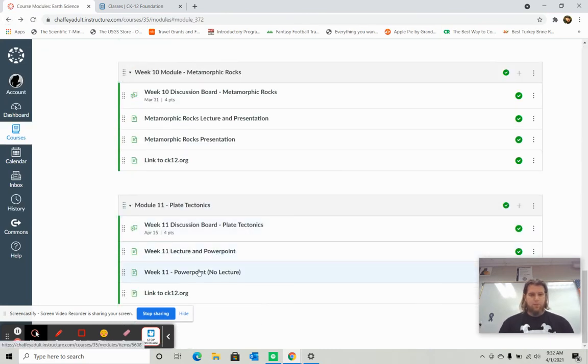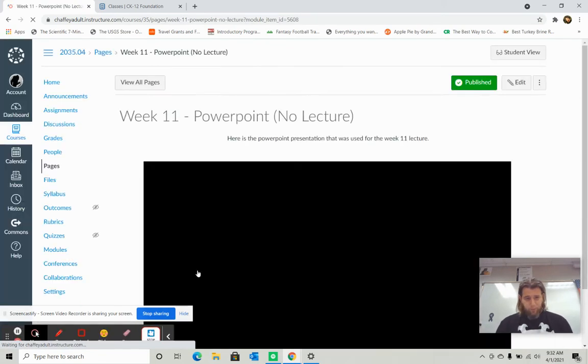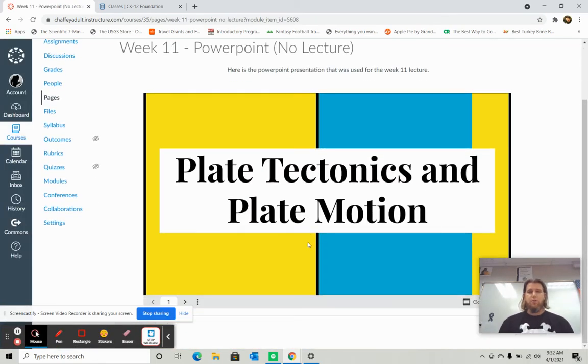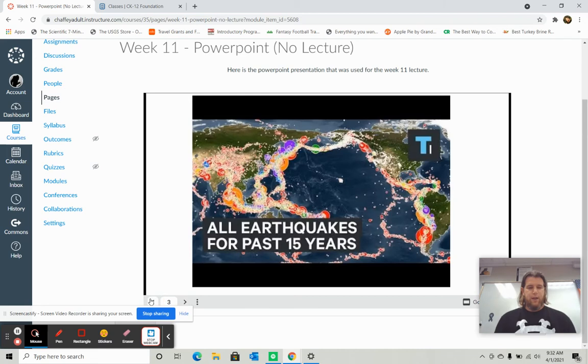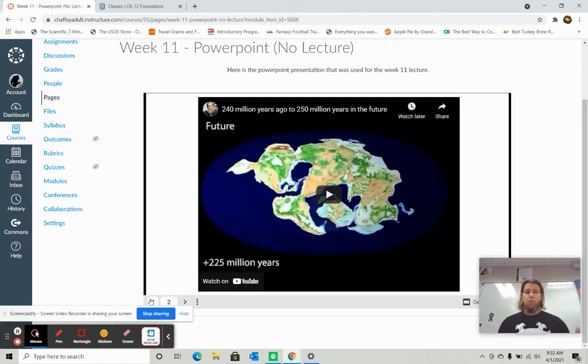Here we go. So here is the PowerPoint. Now with this PowerPoint, I used to group plate tectonics and the layers of the Earth together. So there's not actually a full slide here. I'm not going to go over the full presentation because some of the stuff we've already seen.